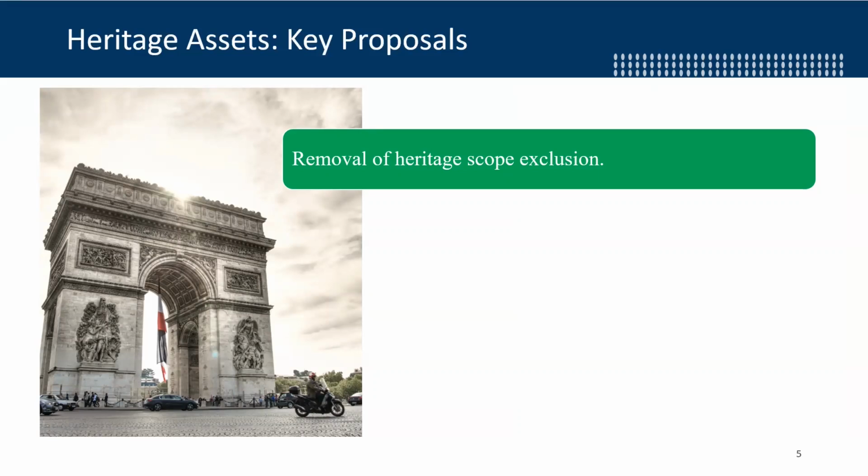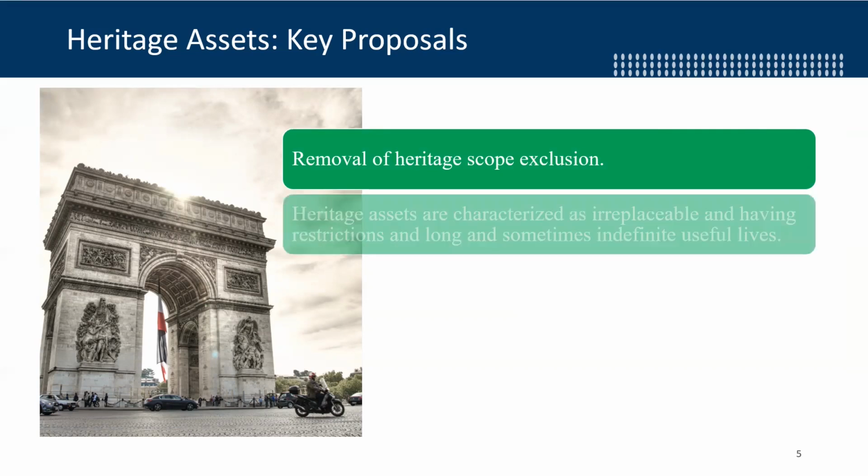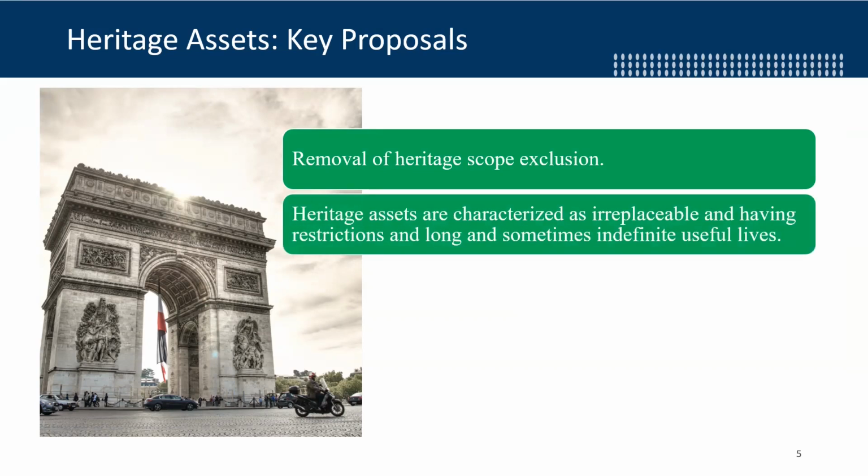What's important about this change is because the IPSASB decided that in some cases heritage assets do meet the definition of property, plant, and equipment, the IPSASB decided not to define heritage assets. However, what they did focus on was providing additional guidance to identify specific characteristics of heritage assets that made them difficult to account for in practice. In this case, the two characteristics that were identified were irreplaceability and having restrictions in long and sometimes indefinite useful lives. And a good example of this would be a historic work of art or a historic monument.